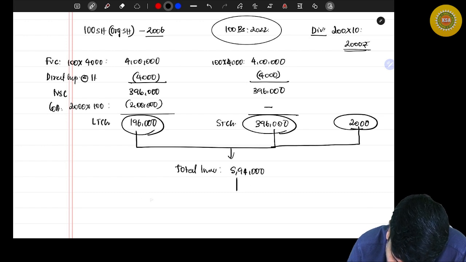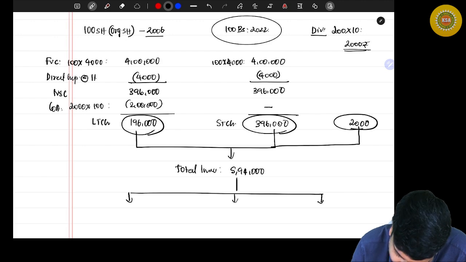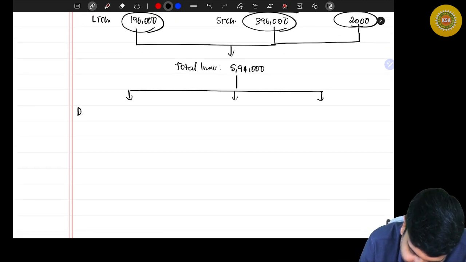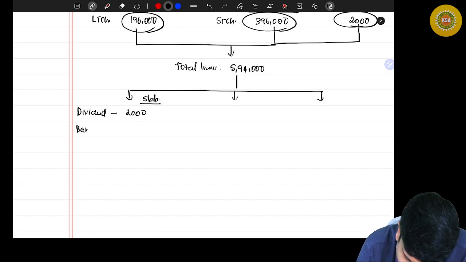You can split this into 3. Which are the 3 splits? First of all, we'll take dividend. Dividend will fall to the slab. And how much is his basic exemption limit?